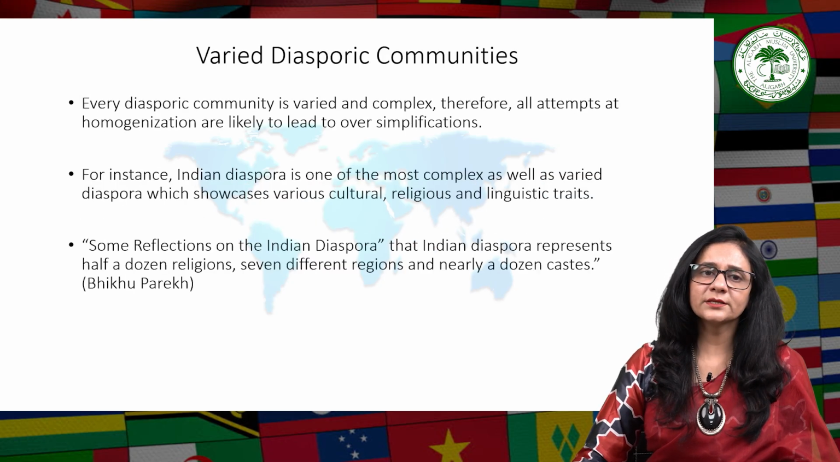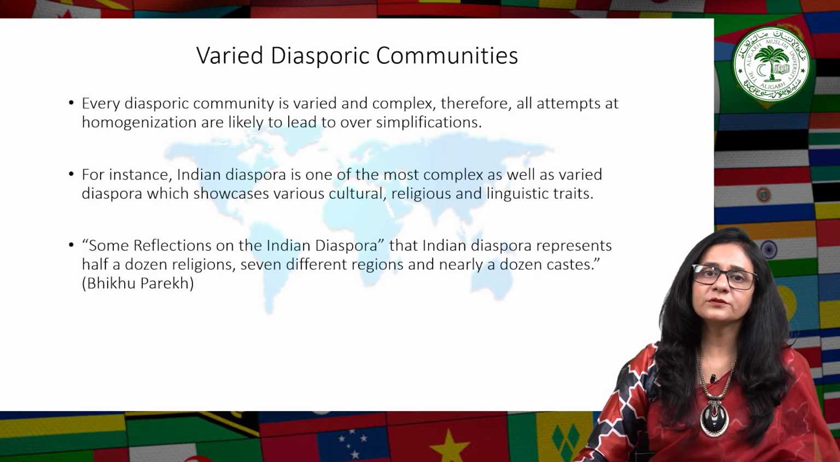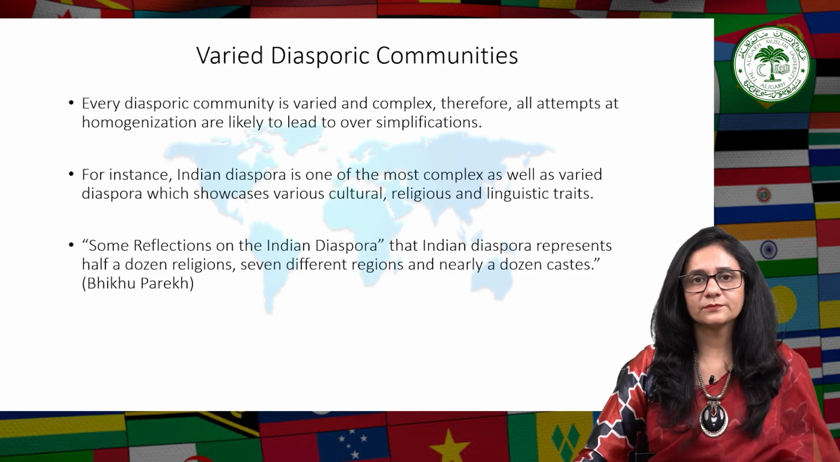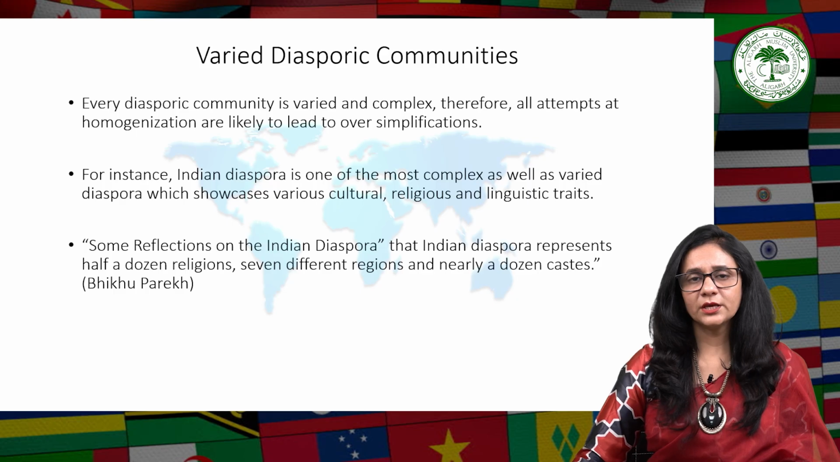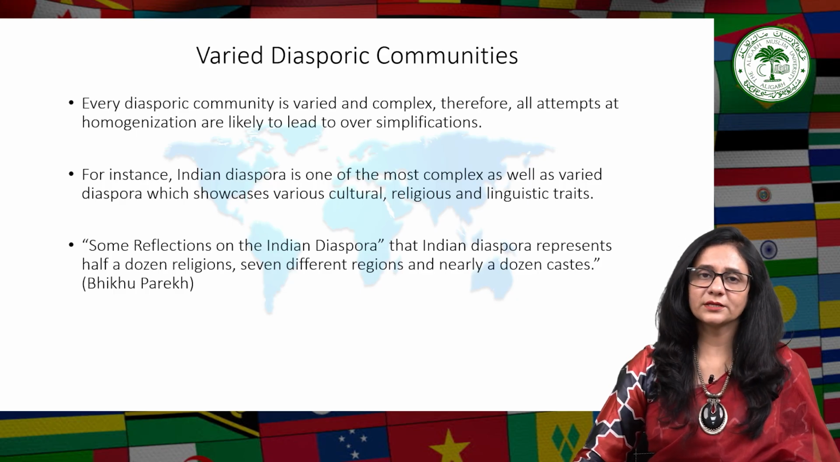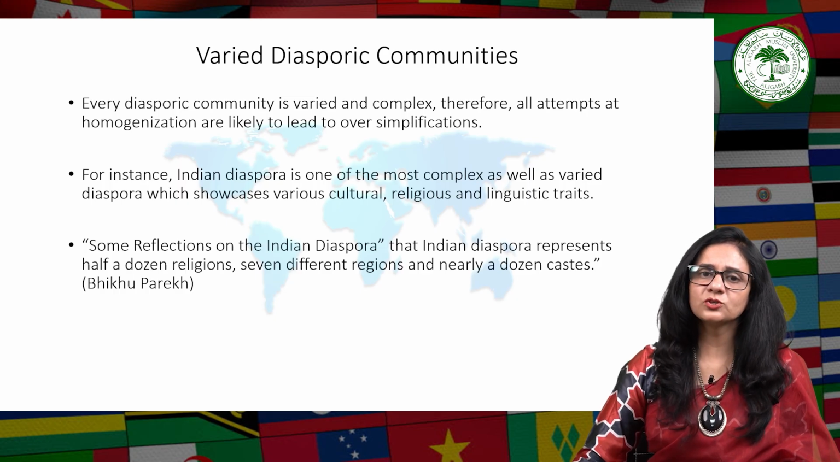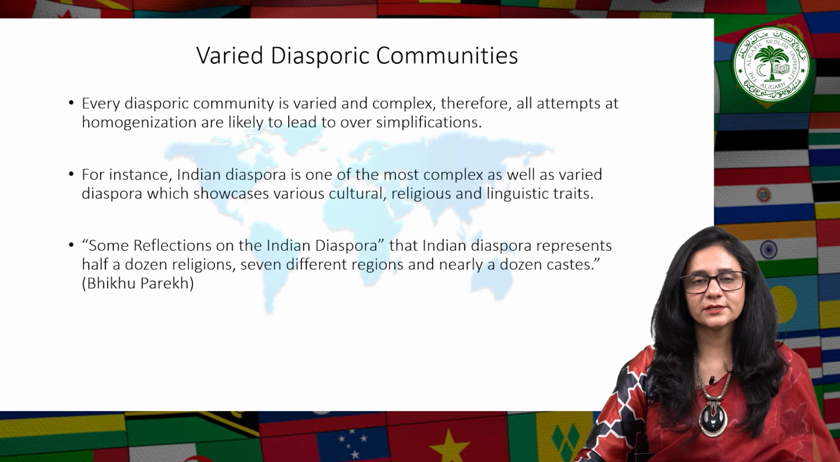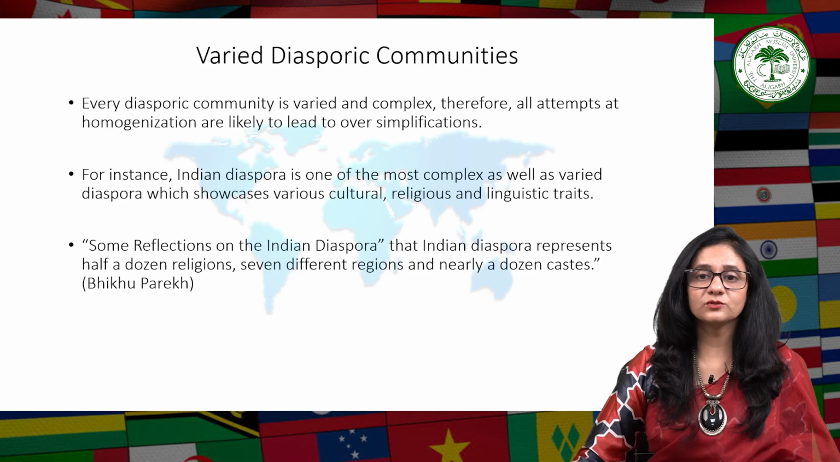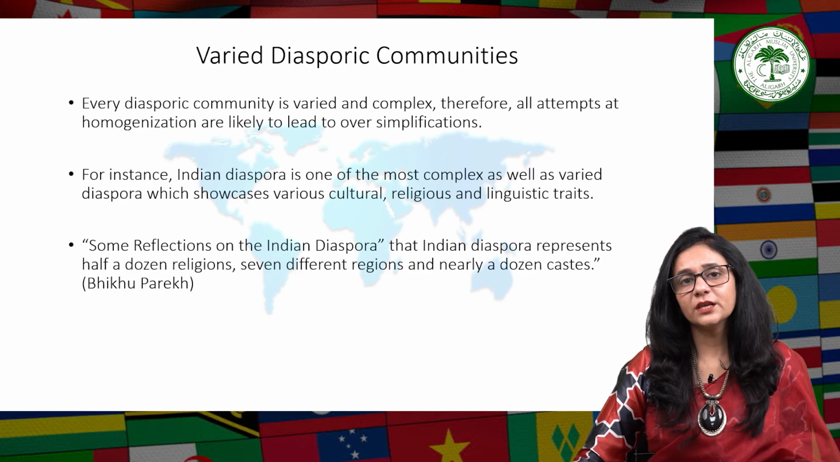Next feature is creation of different diasporic communities. Every diasporic community is varied and complex. Therefore, all attempts at homogenization are likely to lead to oversimplifications. For instance, if we talk about Indian diaspora, then we find that it is one of the most complex as well as varied diaspora, which showcases various cultural, religious, and linguistic traits.